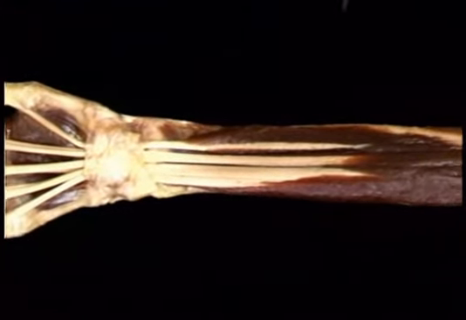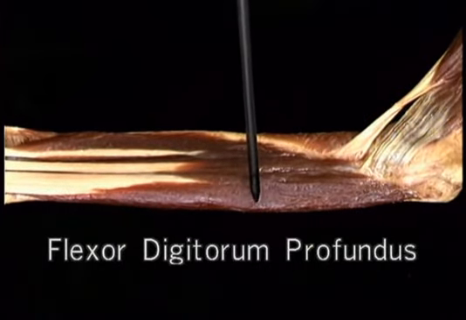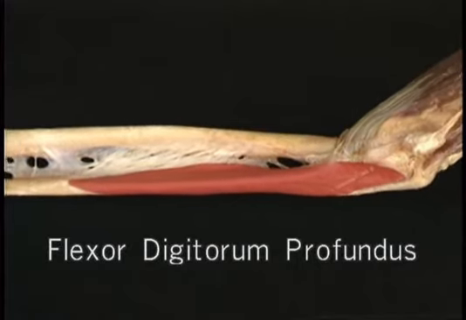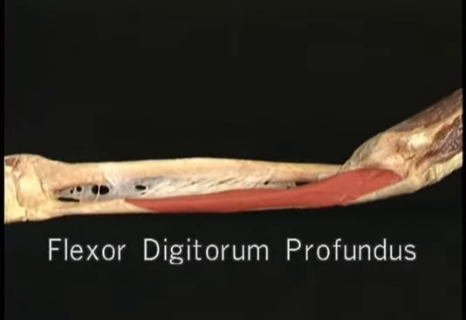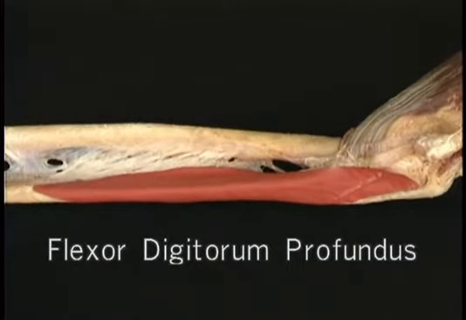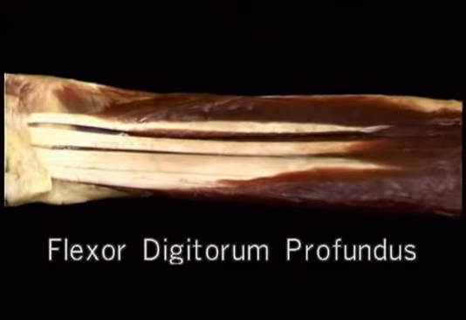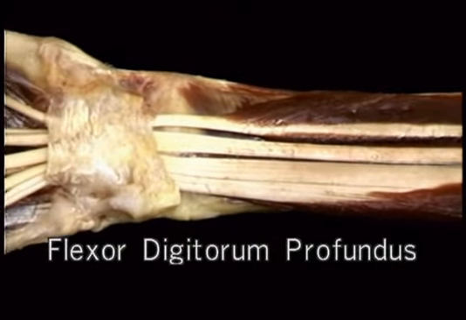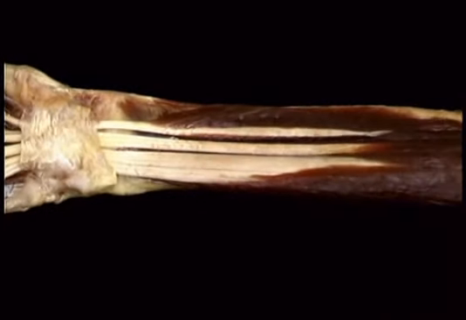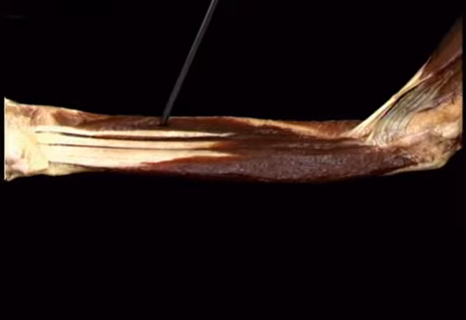Here's the deep finger flexor, flexor digitorum profundus. It arises from the anterior and medial surface of the ulna and from the interosseous membrane. Here are its 4 tendons, entering the carpal tunnel. We'll follow them in a minute. This adjoining muscle we'll see later on. It's flexor pollicis longus, the long thumb flexor.